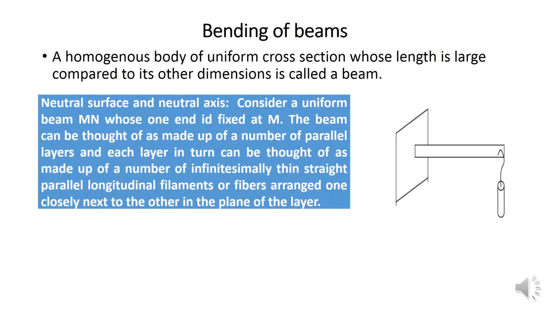Bending of beams. A homogeneous body of uniform cross section whose length is large compared to its other dimensions is called a beam. Neutral surface and neutral axis. Consider a uniform beam MN whose one end is fixed at M. The beam can be thought of as made up of a number of parallel layers, and each layer in turn can be thought of as made up of a number of very small, thin, straight parallel longitudinal filaments or fibers arranged one closely next to the other in the plane of the layer.